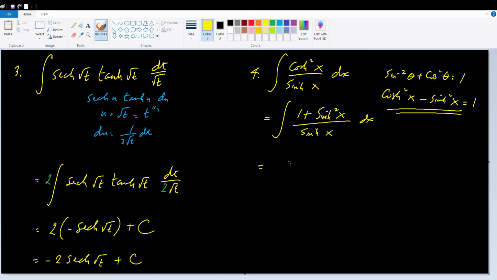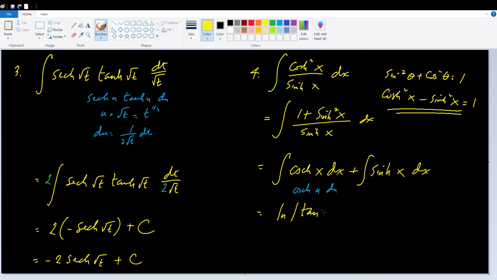And what do we do next? We shall split this into 2. 1 over hyperbolic sine, which we know is hyperbolic cosecant of x. And the other integral is hyperbolic sine squared over hyperbolic sine, which is equivalent to hyperbolic sine of x dx. For the first integral, it is of the form hyperbolic cosecant u du, and the integral is ln of the absolute value of hyperbolic tangent of u over 2, or x over 2. And the integral of hyperbolic sine of x dx is, as we all know, hyperbolic cosine of x plus c.